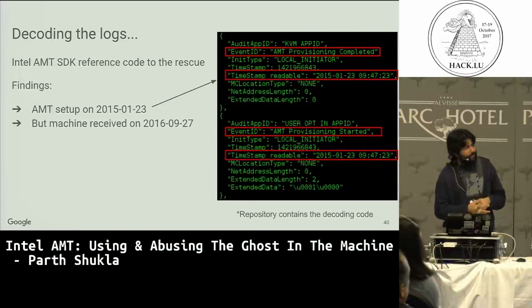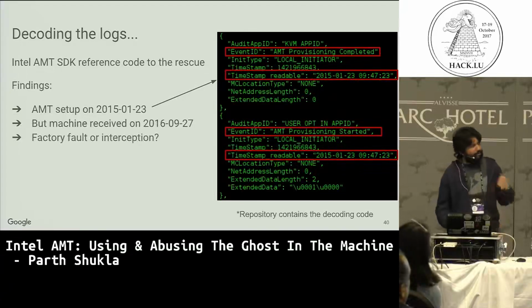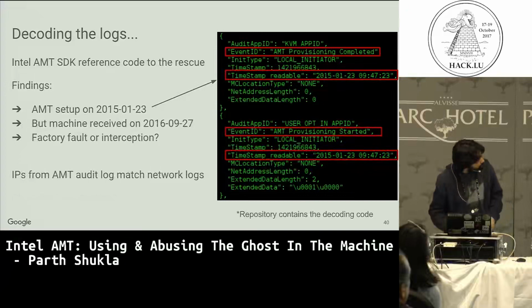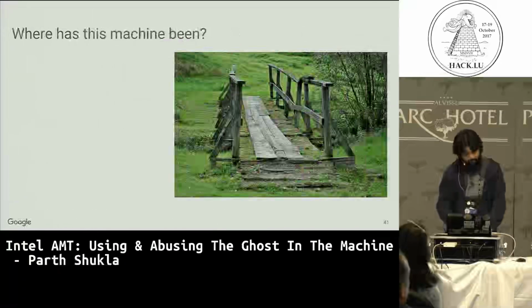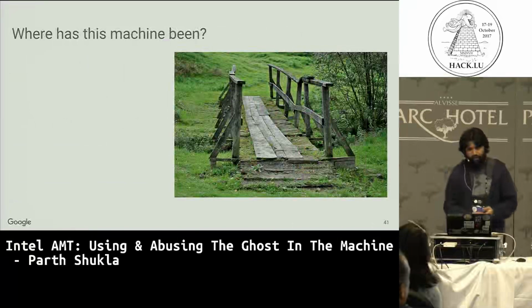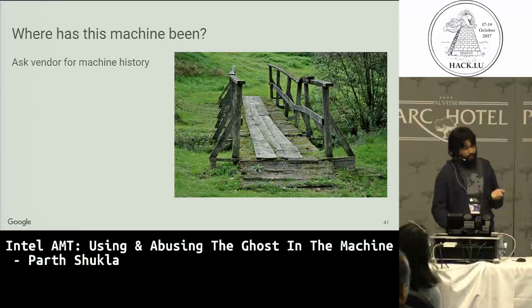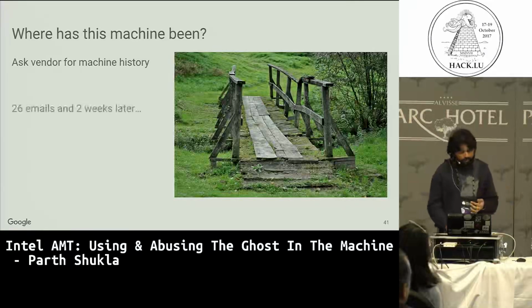So is it like, do we close the investigation now? Everything's okay, right? But obviously, you turn over every leaf you can. So I emailed the machine vendor asking for history before Google, since it looked like the provisioning happened before the machine was received.